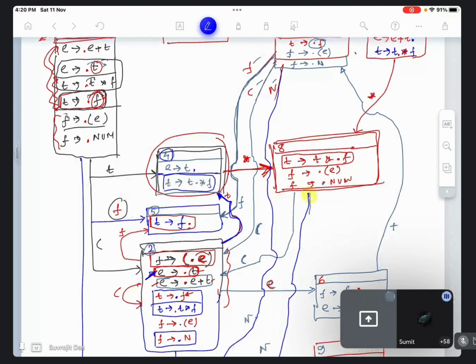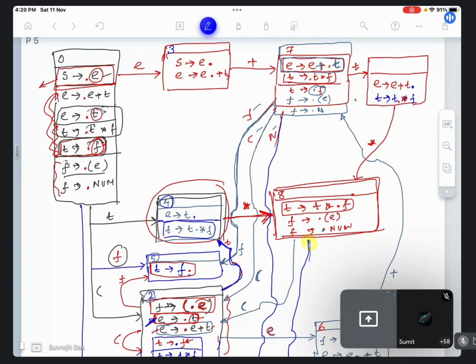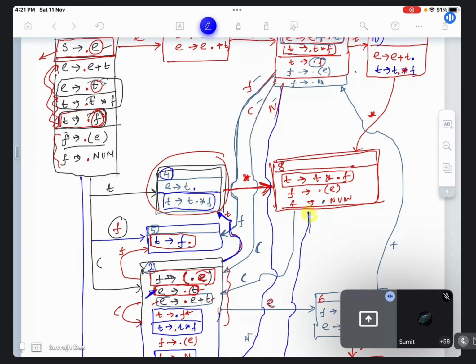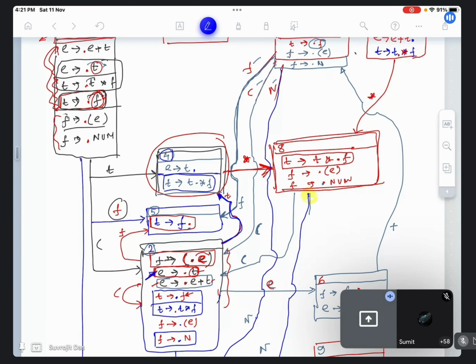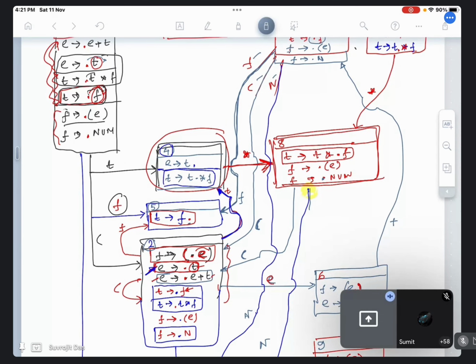Sir, yes. On state 8, we have a transition on F. Where is state 8? Okay, let us name this state as state number 10. On state 8, we had a transition on F, right? We must have a transition on F. And if we have a transition on F, we must go to a state that has T goes to T star F dot, right? On F. T star F dot.